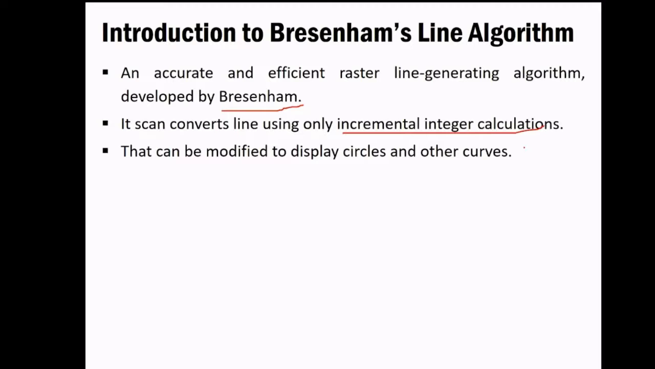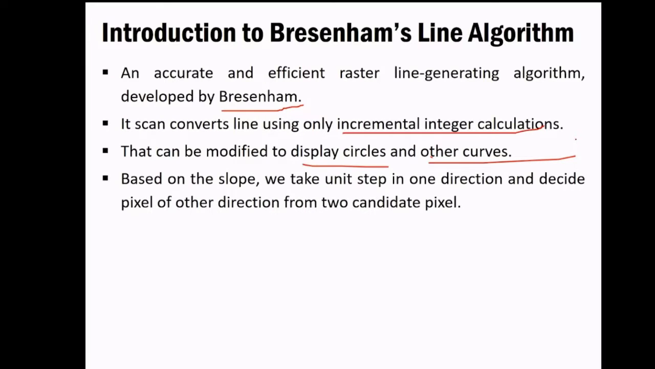Again the same procedure would be followed over here, that is the incremental integer calculation. The same thing would be modified to display circles and other curves, so it would be used for ellipse generation and circle generation also. The very first thing you have to check is based on the slope. We take a unit step in one direction and decide the pixel of the other direction from two candidate pixels.